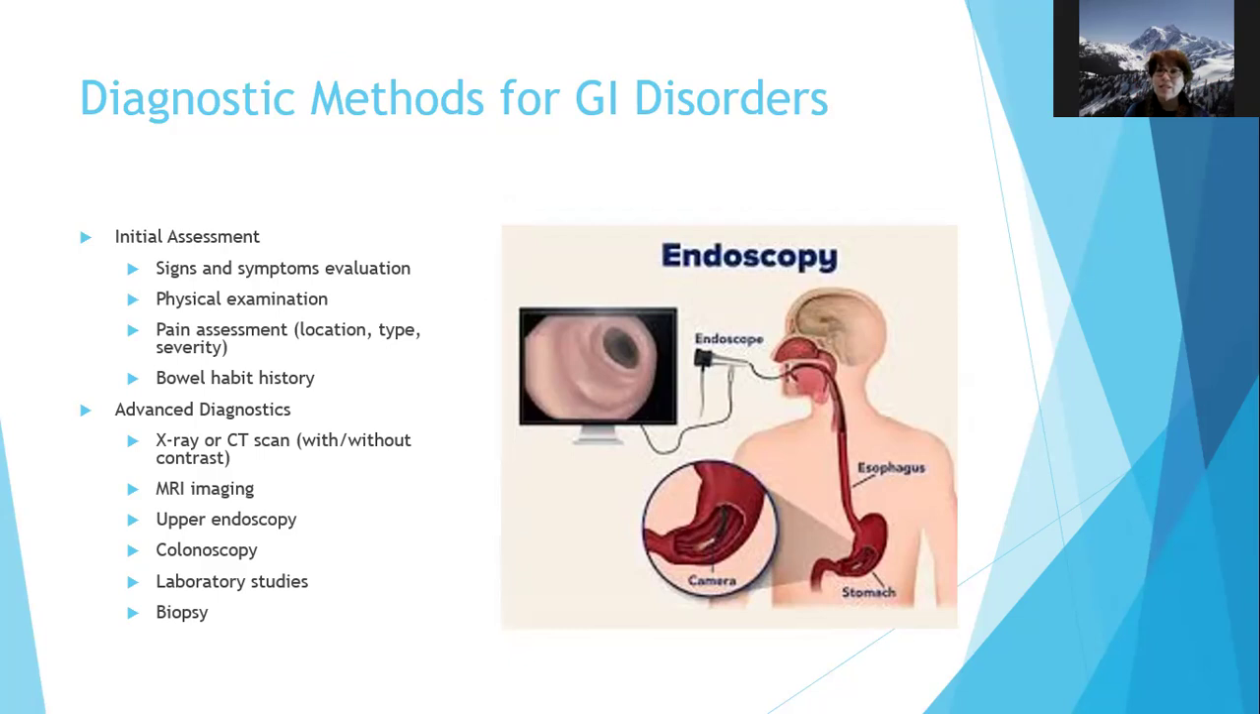Ultrasound is significantly less expensive than MRI and CT scan, and so I don't know why they don't do it first, because a lot of things can be found out on ultrasound imaging, but my opinion only. An upper endoscopy is where they put a scope in the upper part of your digestive system, and a colonoscopy is where they put a scope through the lower part of your digestive system. And then, of course, laboratory studies may or may not reveal what's going on with your GI disorder, and a biopsy, if they suspect cancer or other tissue signs.